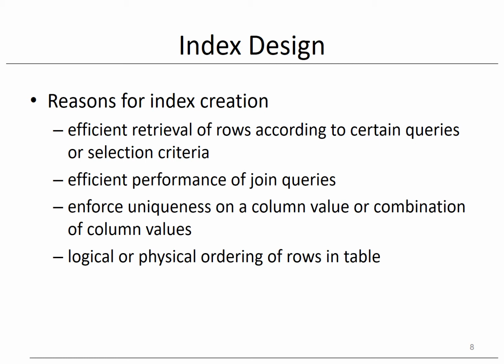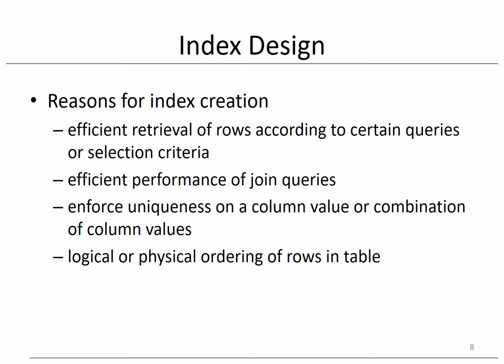Enforce uniqueness on a column value or combination of column values. It would be very inefficient for a DBMS to enforce a uniqueness constraint on an attribute type or set of attribute types without using an index. Logical ordering of rows in a table. Every index is ordered in a certain way according to the attribute type or attribute types it involves. As such, the index also specifies a logical ordering on the actual tuples in a table, which contain, amongst others, these same attribute types.